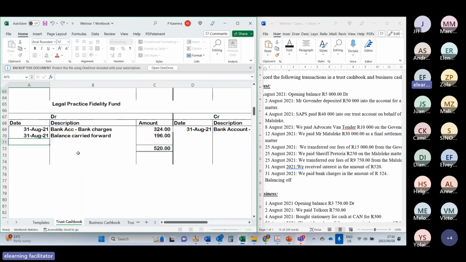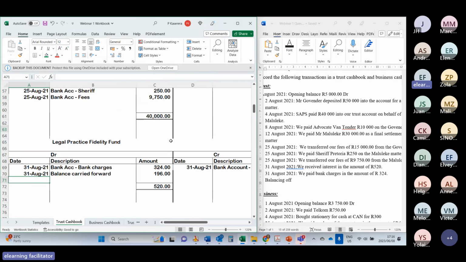It's carried forward until we say we have to pay, now that we have to pay on a monthly basis. So say on the 1st of September, we decide to pay. We'll start with 196, then we pay 196, we get to 0. Okay, this is how we balance off.